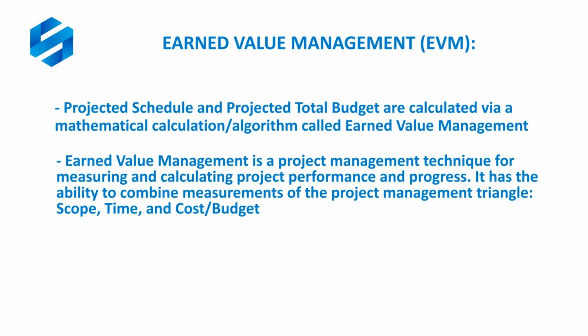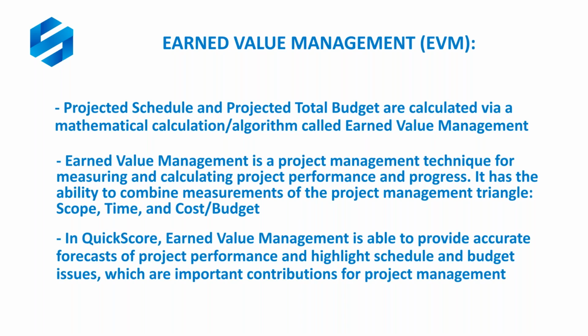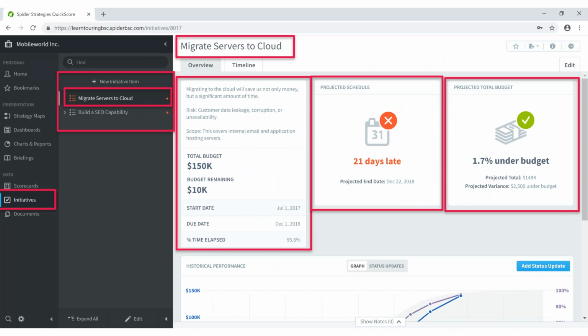And what it does is it combines measurements of the project management triangle, if you will, which are scope, time, and cost or budget. So it's bringing all of those different elements together into a calculation and projecting your schedule and your budget. And in QuickScore, earned value management is able to provide accurate forecasts of project performance and highlight schedule and budget issues, which of course are important contributions for project management. So in a nutshell, that's what's going on behind the scenes to present you with a projected schedule and projected total budget here in an initiative.